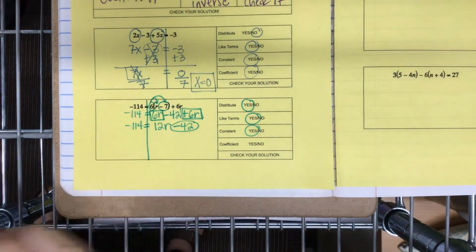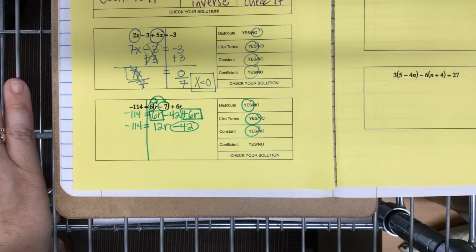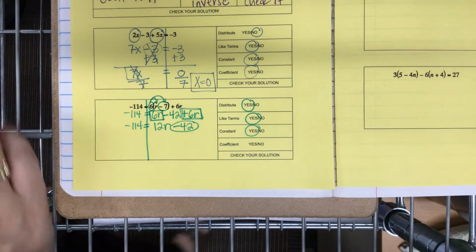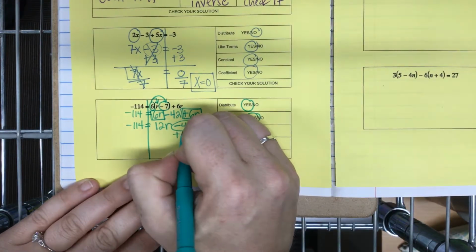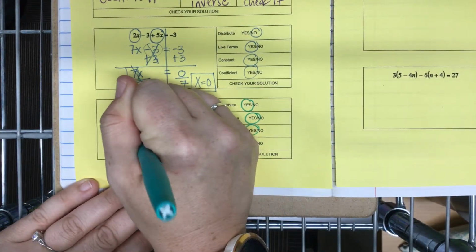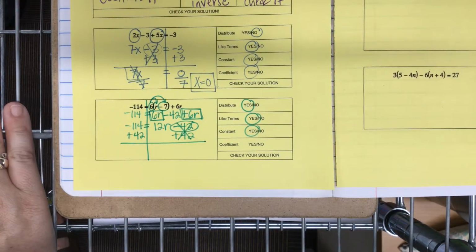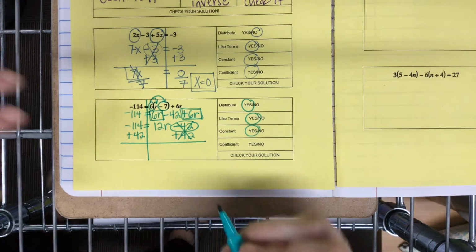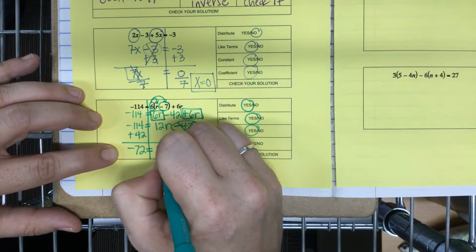Would you divide it? Not divide. Look at step number 3. If there's a constant, what's our yes answer? Adding or subtracting. So what's the opposite of minus 42? Plus 42. You should be using a calculator, please. Negative 114 plus 42. What do you get? Negative 72 equals 12r.